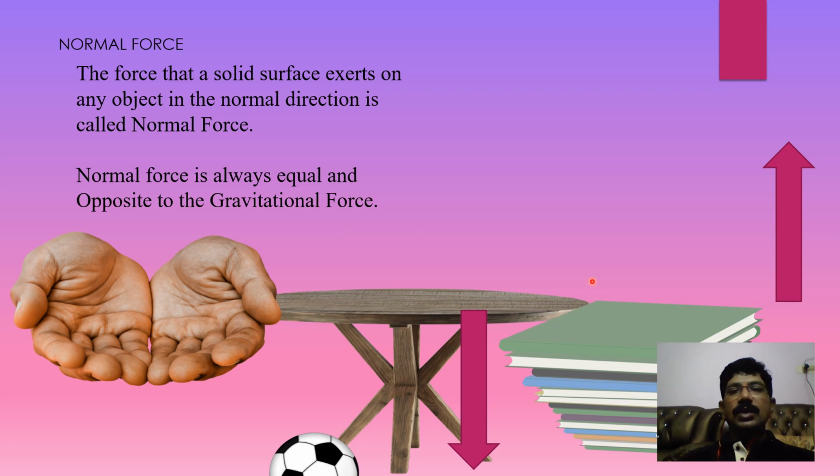Normal force always acts in the upward direction, opposite to the gravitational force. The earth is pulling the books towards its center, that is gravitational pull, whereas the surface is exerting a force in the opposite direction, that is in the upward direction. So this force is known as normal force.